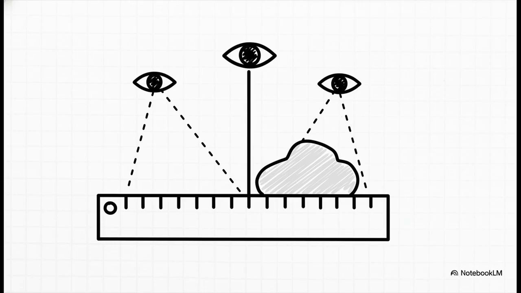But here's the thing, even the simplest tools need the right technique. You have to watch out for something called parallax error. If you look at a ruler from an angle, the reading can actually look like it's shifted. So the key takeaway is this: always put your eye directly over the mark you're reading. It's a tiny detail, but it makes a huge difference in getting it right.